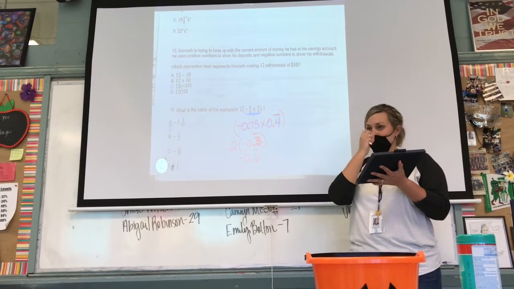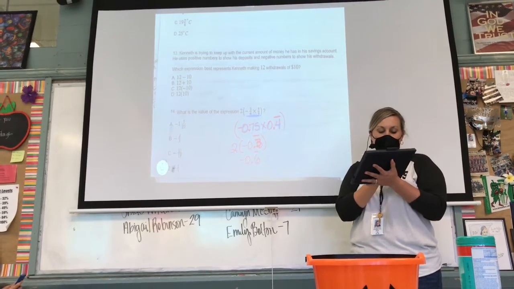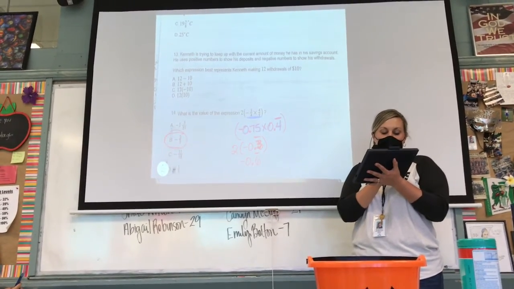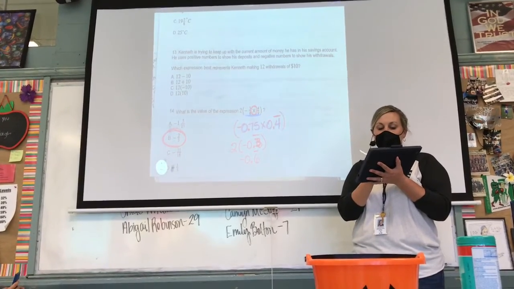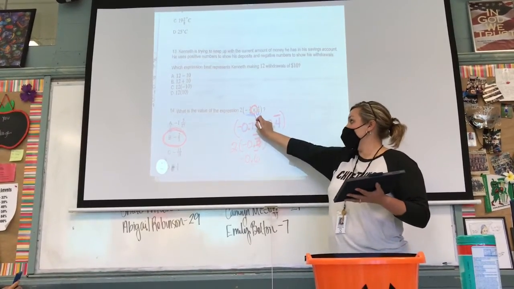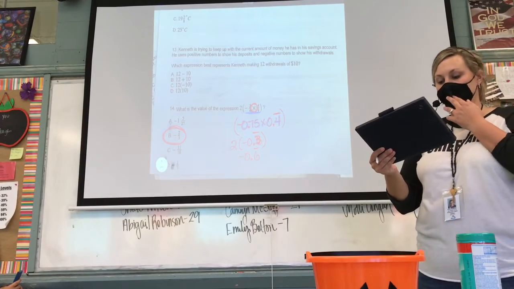Are we good? Distribute. So why can we not do the distributive property on this one? It would give you the wrong answer. But why does it give you the wrong answer? Because of that multiply sign. That makes it not be able to do the rainbows. Yeah, because I got A with distributive.